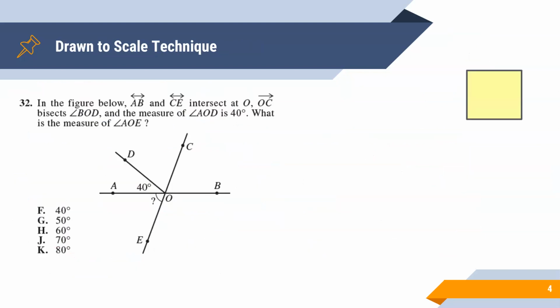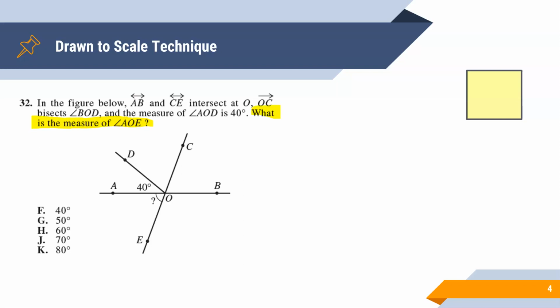So here's our question. I want to take a look at it. I really picked this one because I want to look at this drawn to scale idea. When we see a math question, find the question mark and go backwards, because that tells you what we are trying to find.